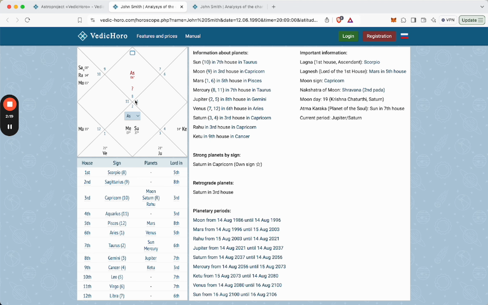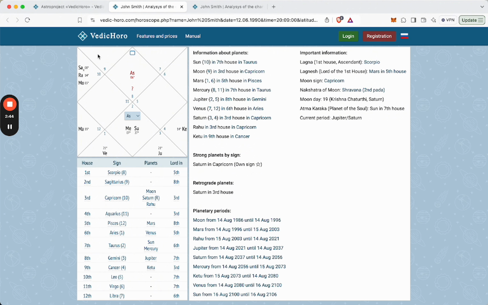This little number right here corresponds to the sign in the zodiac. Number 8 corresponds to the sign of Scorpio. Number 9 to Sagittarius. Every sign in the zodiac corresponds to a specific number. So this is how you can tell which sign occupies which house. So to go through this chart, for example, we can say the ascendant is in the sign of Scorpio.